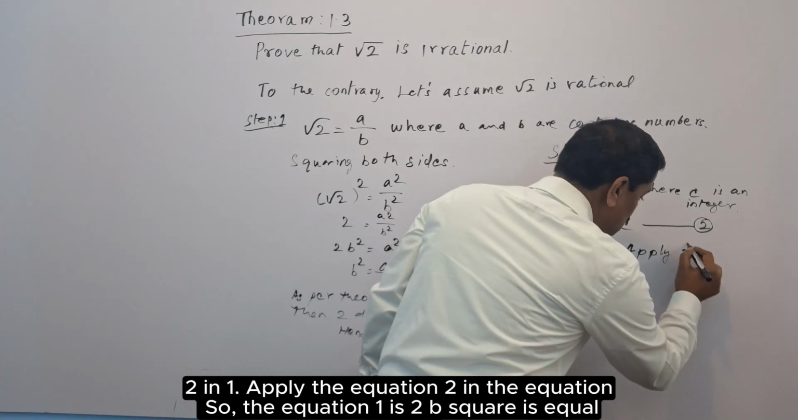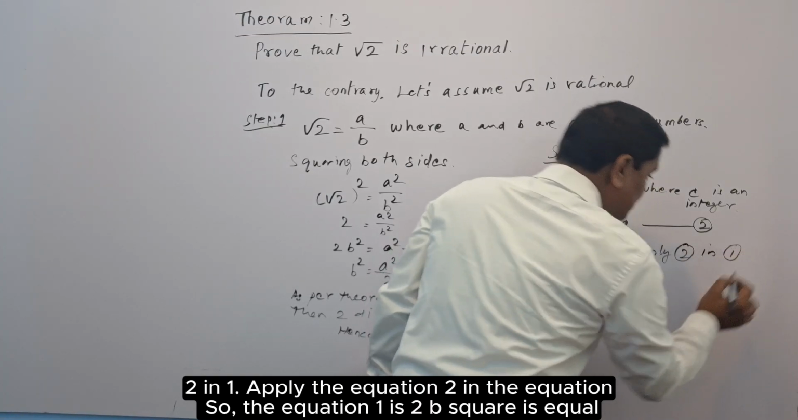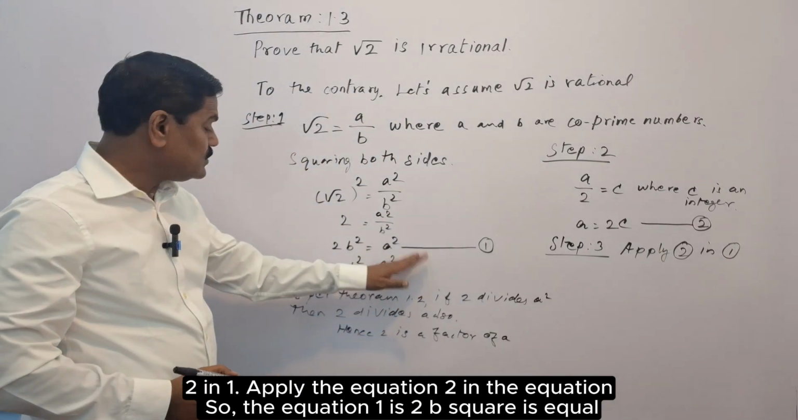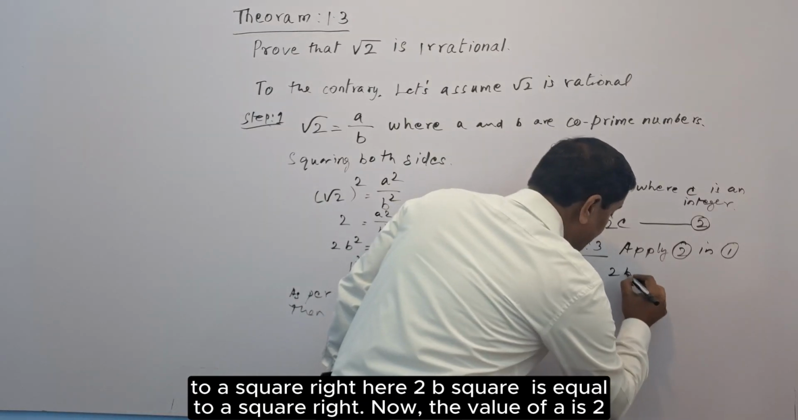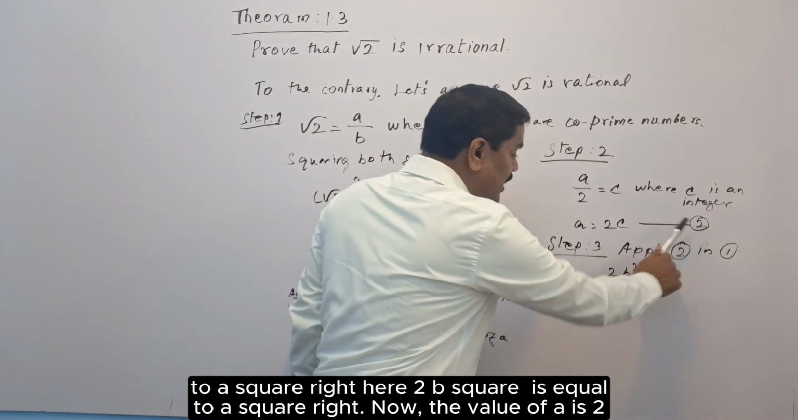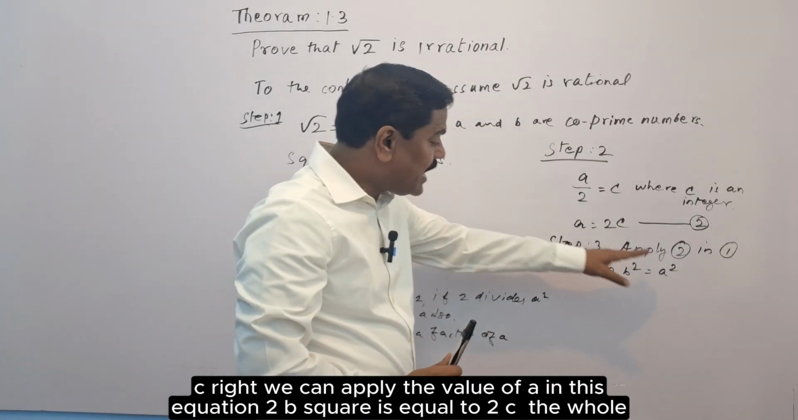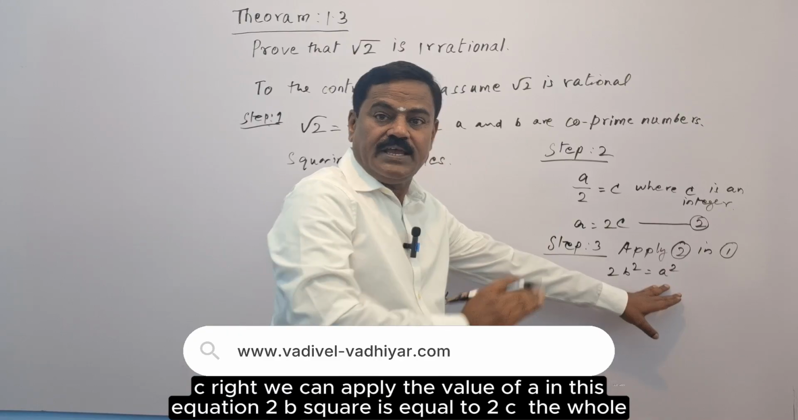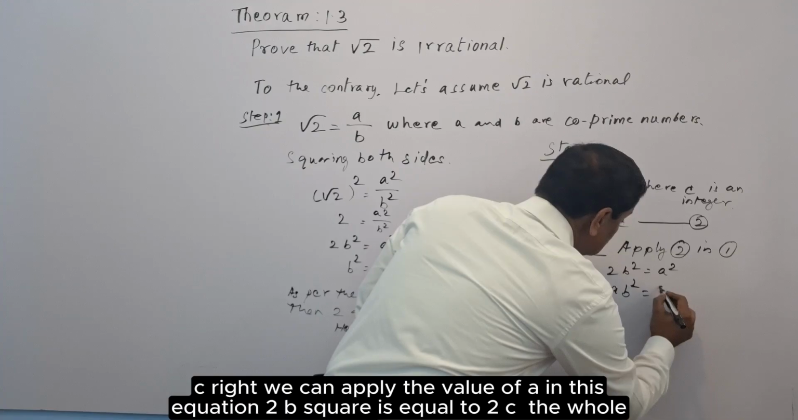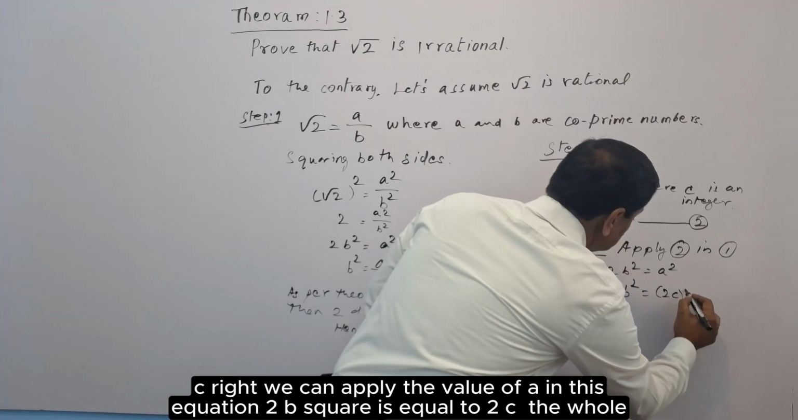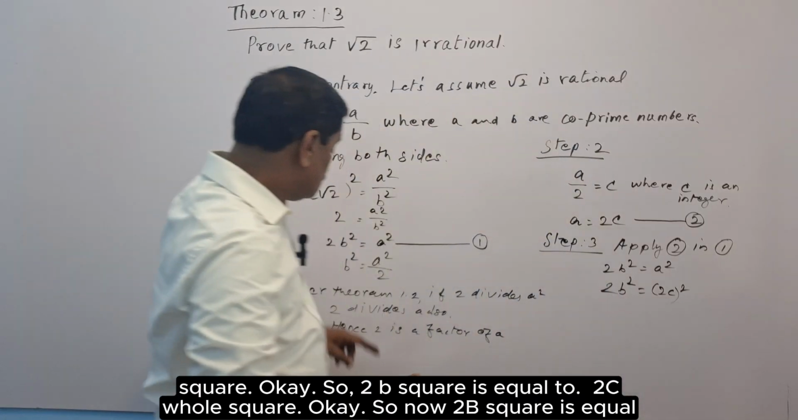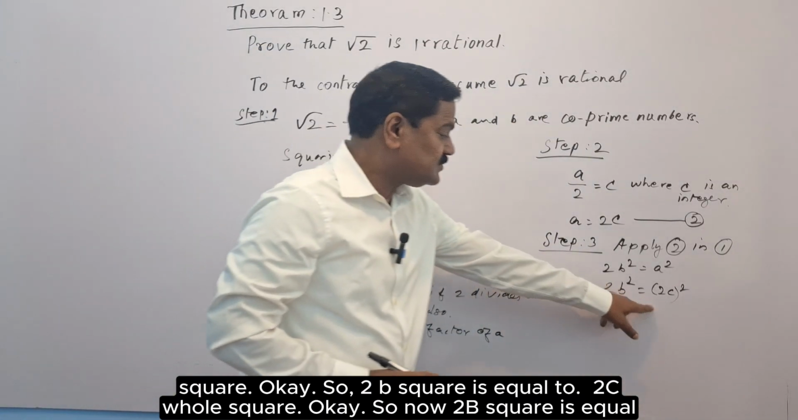Apply equation 2 in equation 1. Equation 1 is 2b² = a². Now the value of a is 2c, so we can apply the value of a in this equation: 2b² = (2c)².